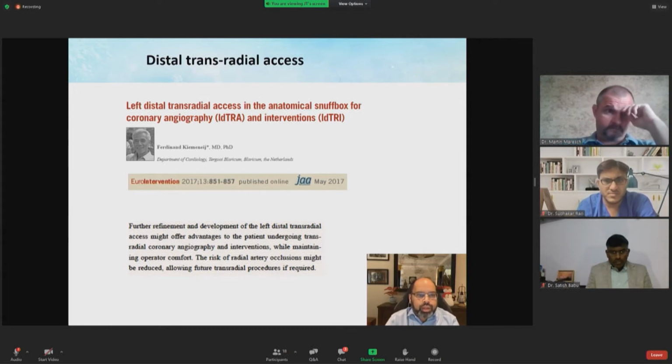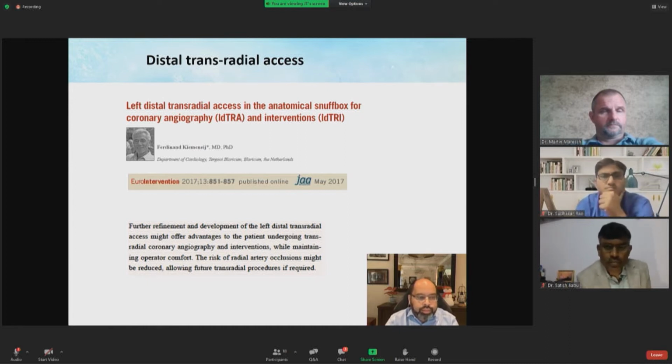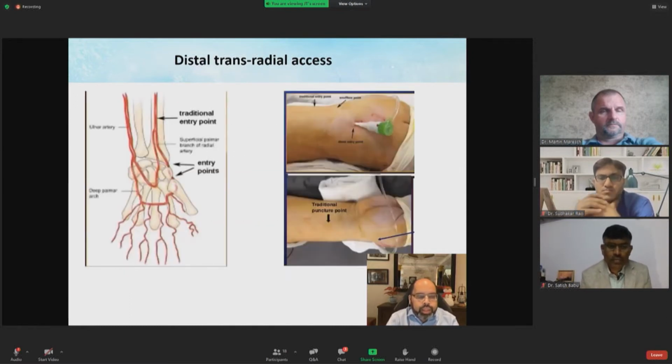Now, the distal trans-radial access was made popular in about 2017 by Dr. Kiemeneij from Amsterdam, who recorded his experience and published this article. He explained the technique of the left distal trans-radial access, explained the advantages of the procedure, and he also predicted development in the technique. Now, in the distal trans-radial access, we access the artery in the anatomical snuffbox, which you can see on the top right picture, and that's it.